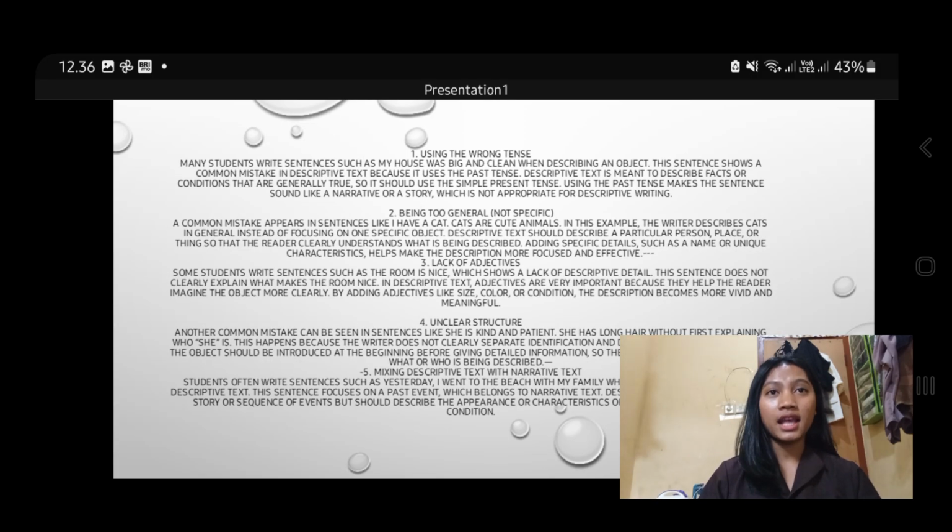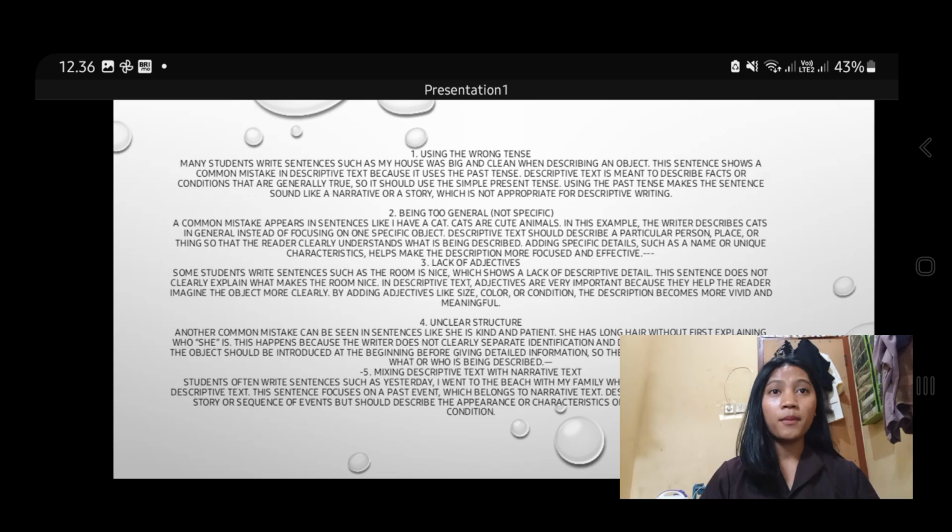Another common mistake can be seen in a sentence like "she is kind and patient. She has long hair" without first explaining who she is. This happens because the writer does not clearly separate identification and description. In descriptive text, the object should be introduced at the beginning before giving detailed information, so the reader is not confused about where or who is being described.